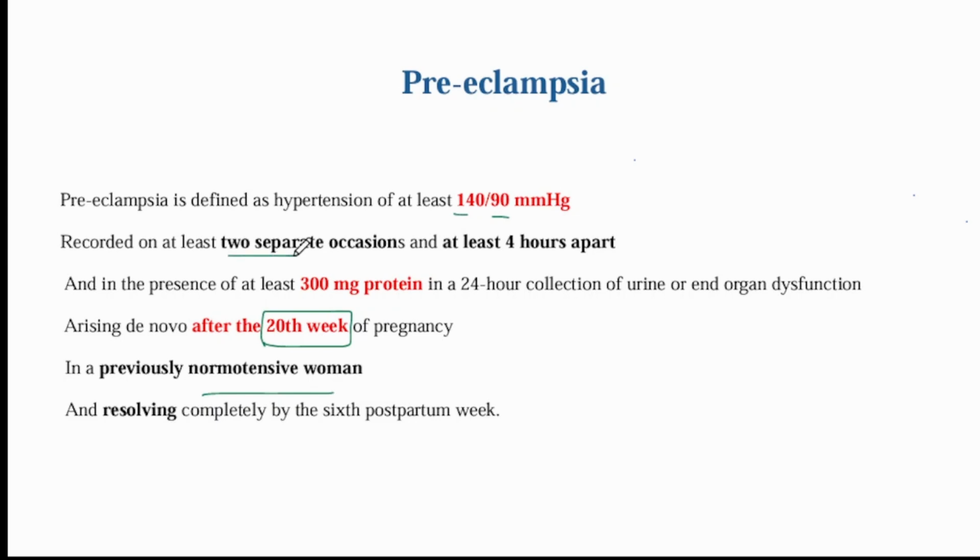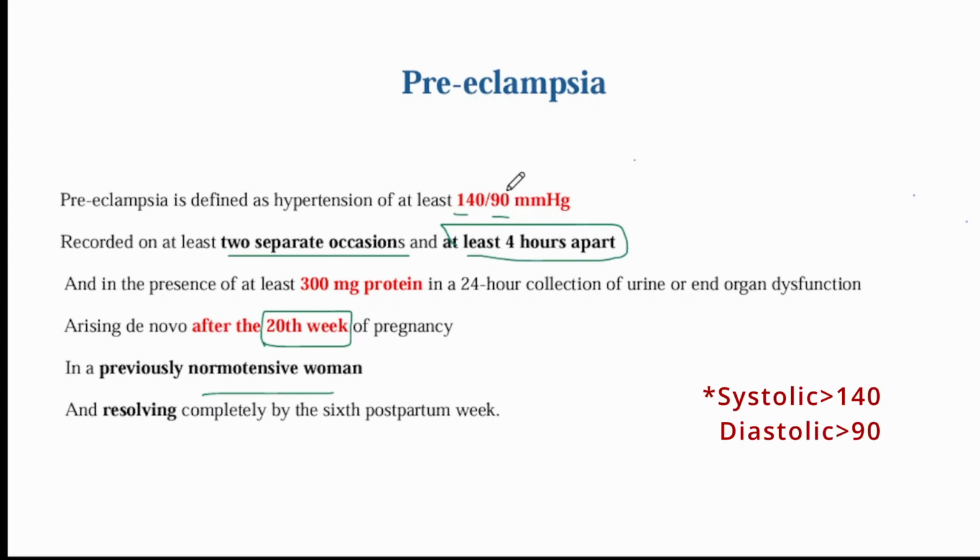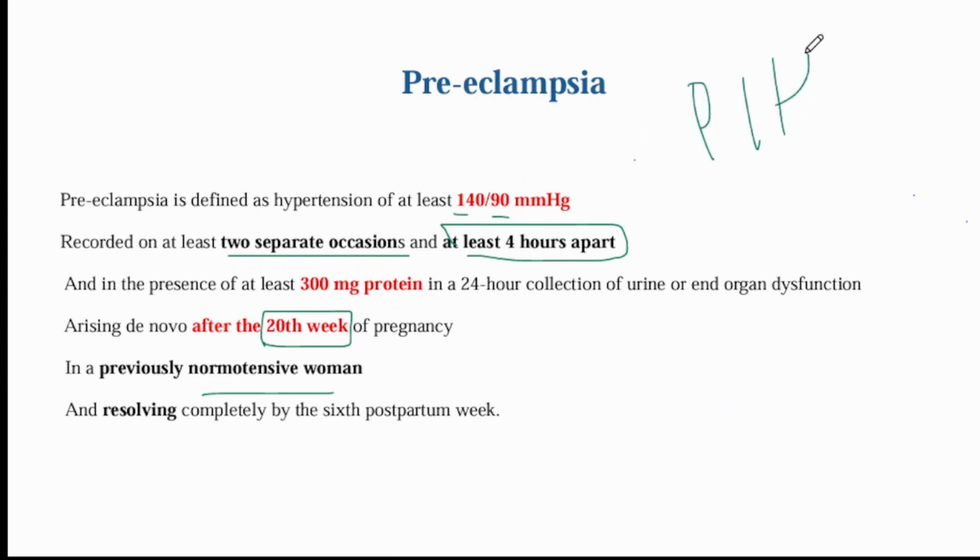So we take another measurement that should be at least 4 hours after the first measurement. So we take two measurements and they have to be at least 4 hours apart, and the systolic pressure should be more than 140 and diastolic more than 90. Then we label it as pregnancy induced hypertension. So there are certain criteria that need to be fulfilled. Firstly, over 20 weeks, previously normotensive, and 140 by 90 and 4 hours apart. So that's pregnancy induced hypertension.